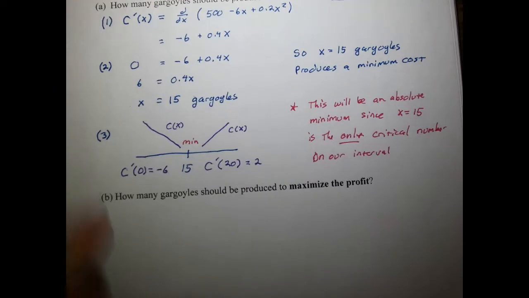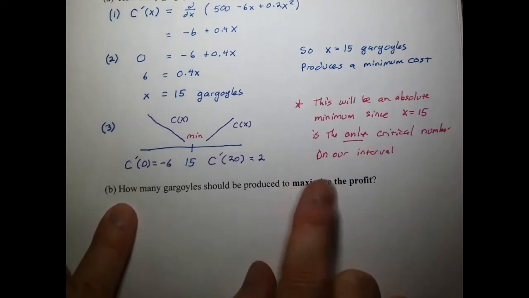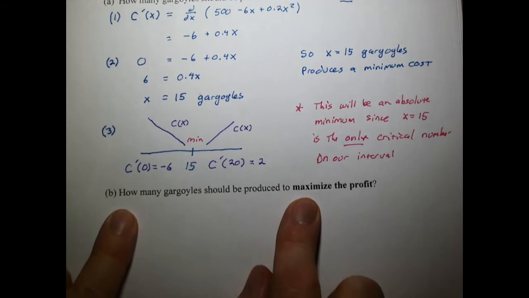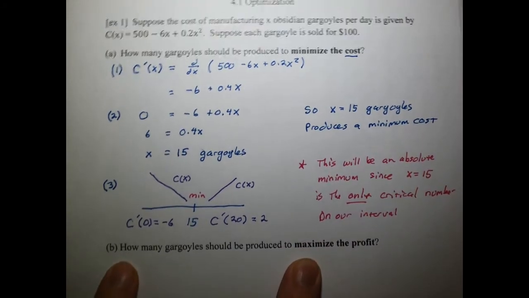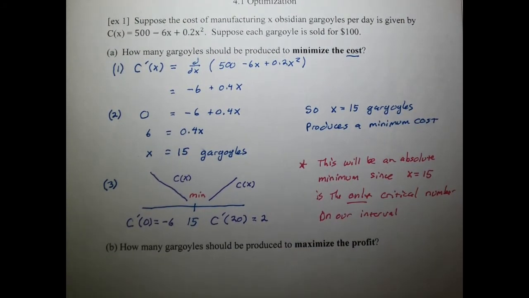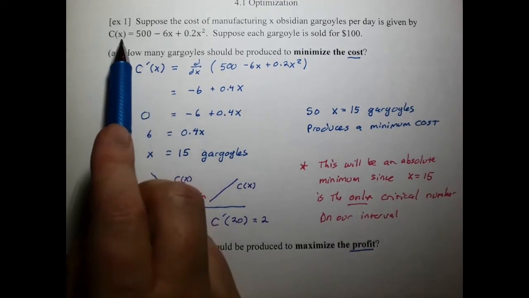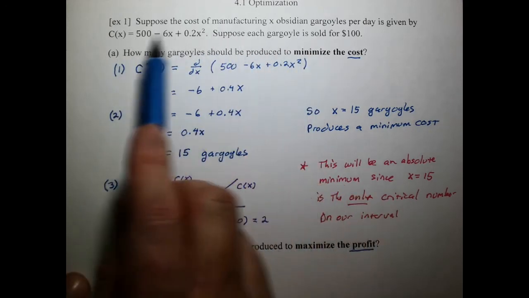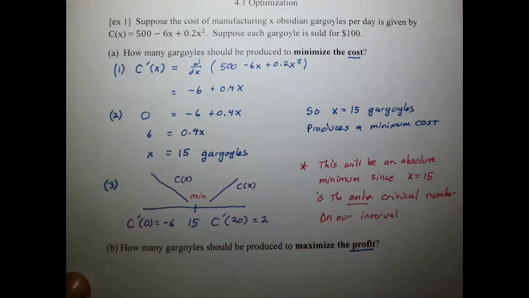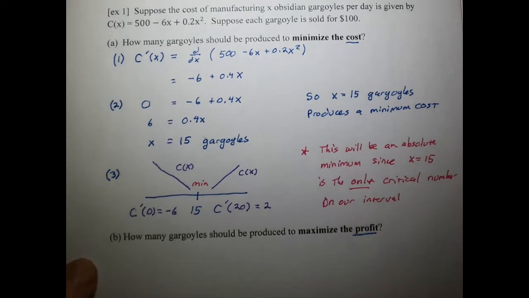All right, so let's take a look at this example. How many gargoyles should be produced to maximize the profit? Now here, we want to maximize profit, but we do not have a profit function given to us. So if I want to use calculus, I need to find a profit function.